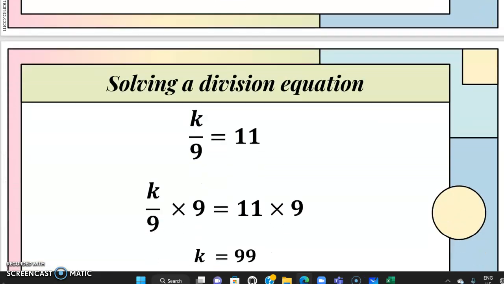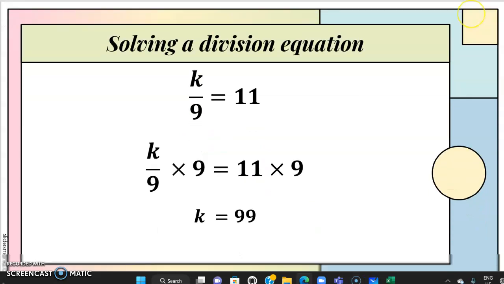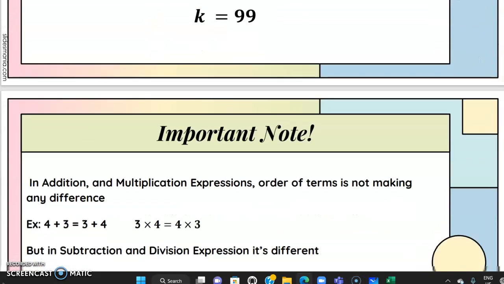Last type of operations is division. So if it's k over 9, k divided by 9 equals 11. In order to make the k alone here, I'm taking that 9 to the other side with multiplication, so it will be 11 times 9, 99.